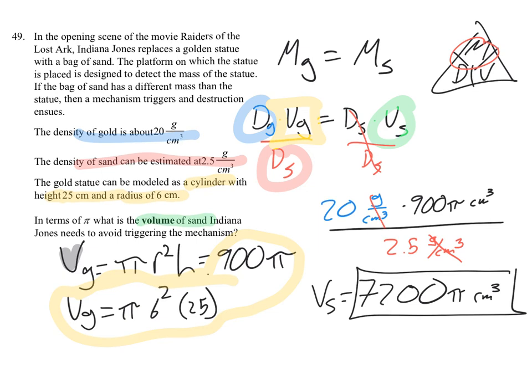That's it. So remember, I started by making the masses equal, and then I knew that mass is equal to density times volume. So I did density of gold times volume of gold equals density of sand times volume of sand. From there, it's just plugging in the values that they give you.